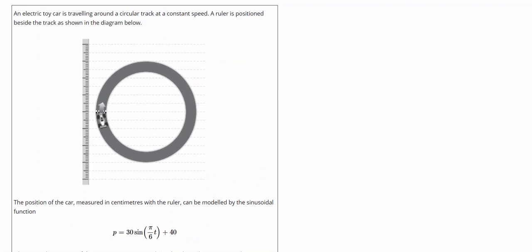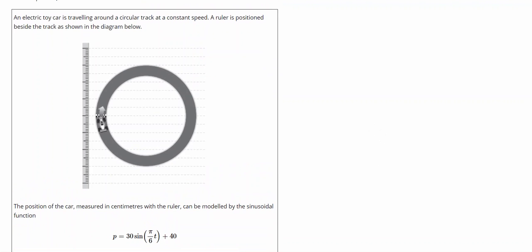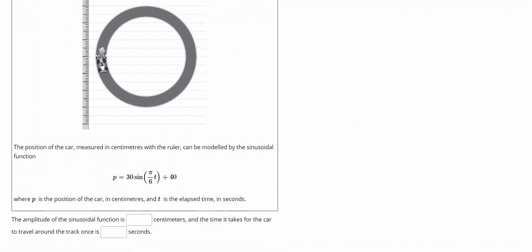All right, let's do this toy car one. So an electric toy car is traveling around a circular track at a constant speed. A ruler is positioned beside the track as shown in the diagram. The position of the car measured in centimeters with the ruler can be modeled by the sinusoidal function, and they give it to us here, where P is the position of the car in centimeters and T is the elapsed time in seconds. All right, so the amplitude of the sinusoidal function is, okay, well, you know what? I'm going to let you guys figure that one out from the lesson, so I won't give you that one. But I have a feeling that the second part might be a little bit tricky. So it says, the time it takes for the car to travel around the track once is.